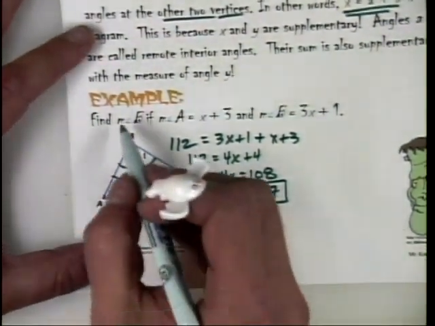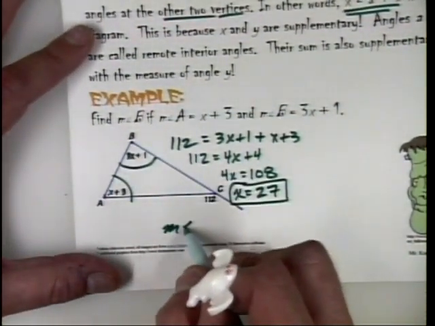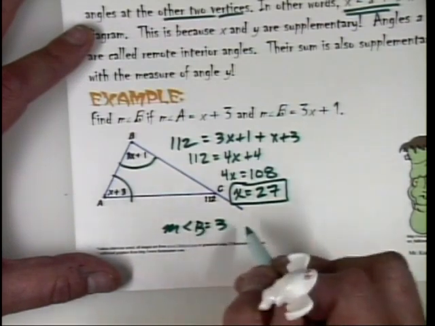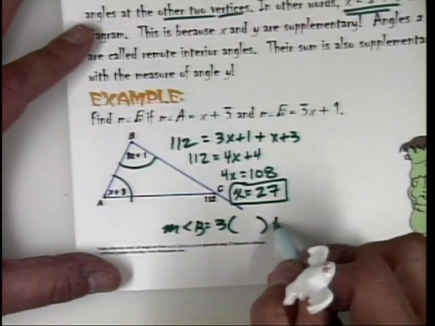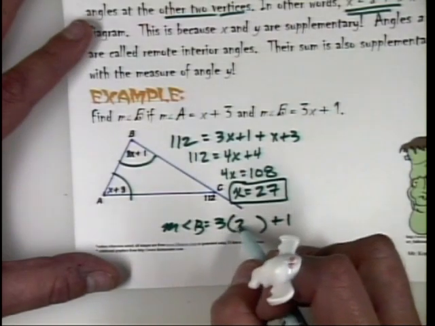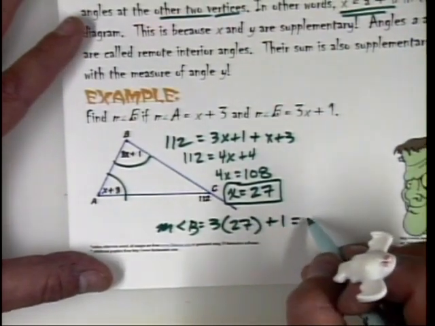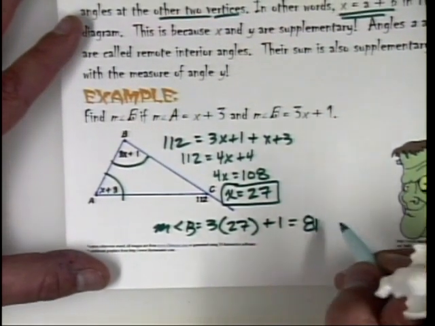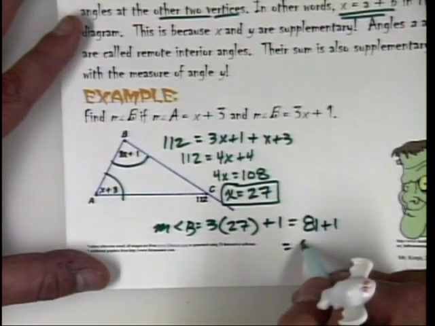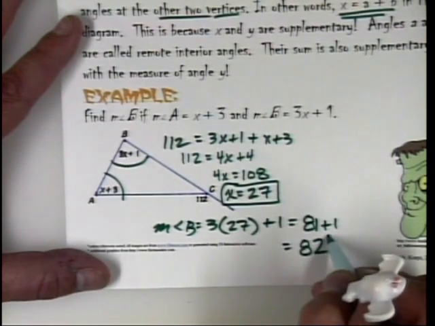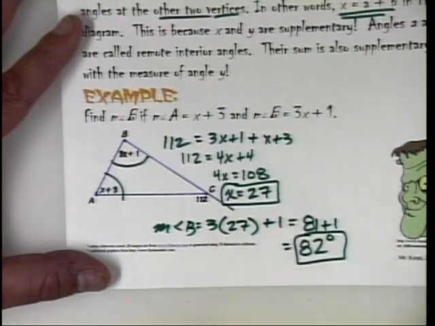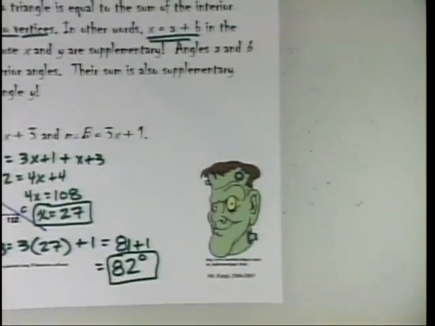Now we have to answer the question. The measure of angle B is going to be 3 times x plus 1, which is 3 times 27. 3 times 27 is 81 plus 1. So we get that its measure is 82 degrees. Don't forget to answer the question every time.